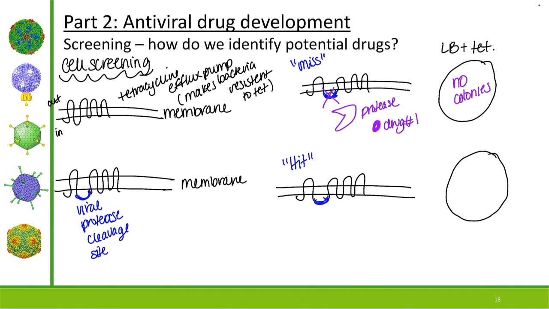Now, on the bottom example here, let's say we have our viral protease, and we've got drug number 2. And now maybe this drug sits in the active site, or it somehow stops the protease. And so now that cleavage site does not get cut. And because that cleavage site does not get cut, we now have a fully functional tetracycline efflux pump, which means that we will get colonies that grow on our plate, telling us that this drug is a hit and a candidate.